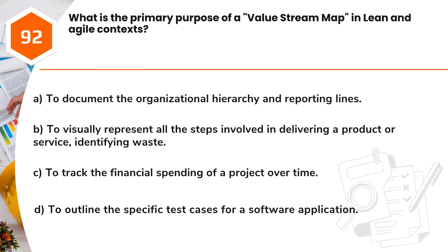Question 92. What is the primary purpose of a value stream map in Lean and Agile contexts? A. To document the organizational hierarchy and reporting lines. B. To visually represent all the steps involved in delivering a product or service, identifying waste. C. To track the financial spending of a project over time. D. To outline the specific test cases for a software application.